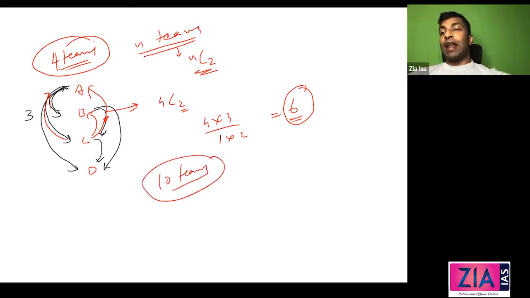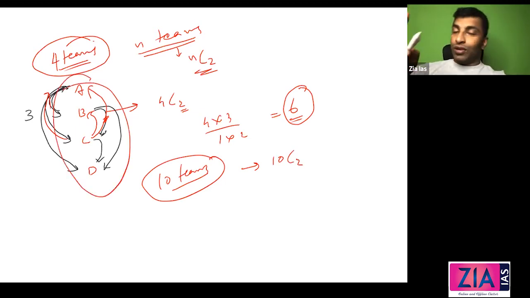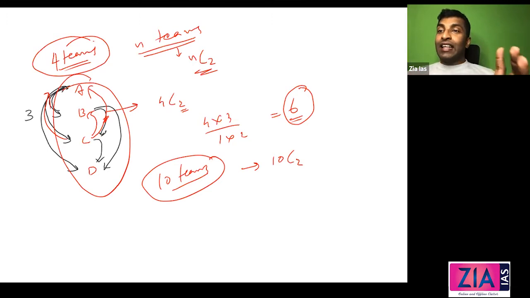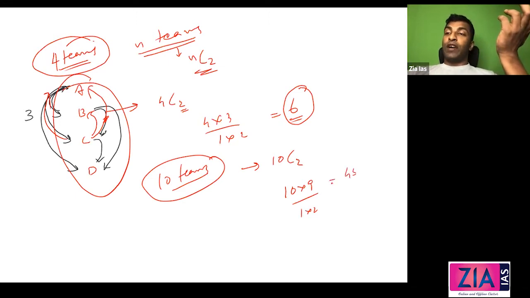No. So if 10 teams are there, what is your answer? 10C2. But in this case, you can count. Guys, I'm not talking about this case. If 10 teams are there, what is the answer? 10 into 9 divided by 1 into 2. What is that? 45 matches are played. Do you think you can manually count and get the answer in that case?